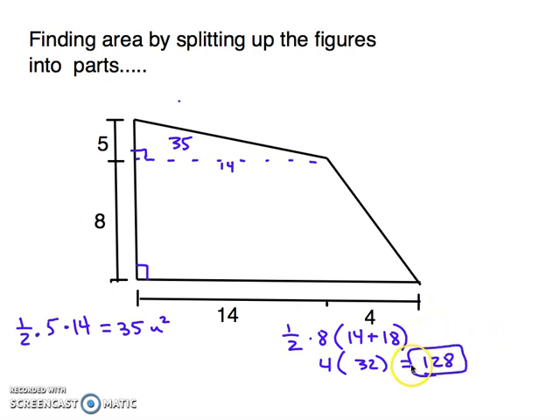So if you add up our two areas, we have 35 for the triangle plus the trapezoid was 128, and that equals 163 units squared is our area for the entire figure. Okay, so that's what we'd end up with for our answer for the whole thing.